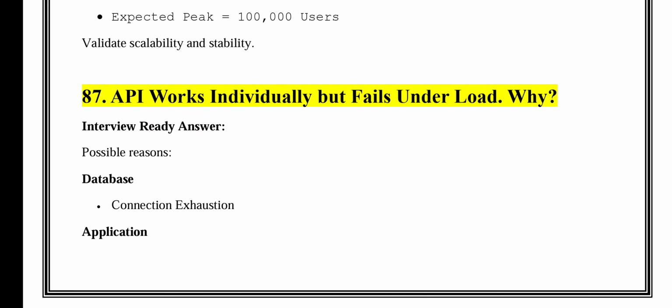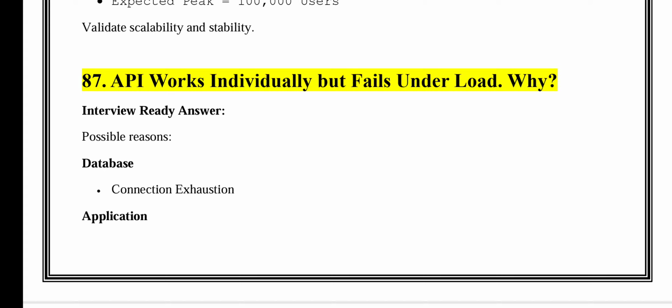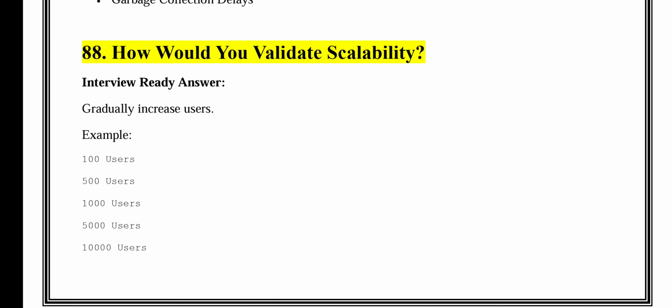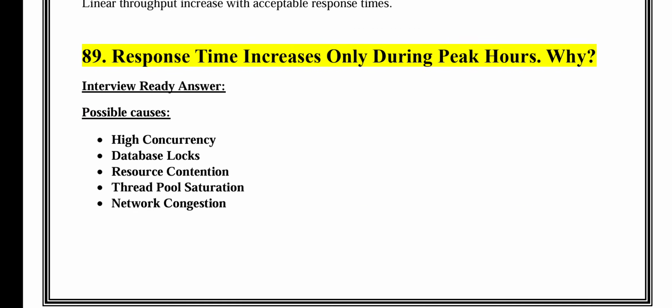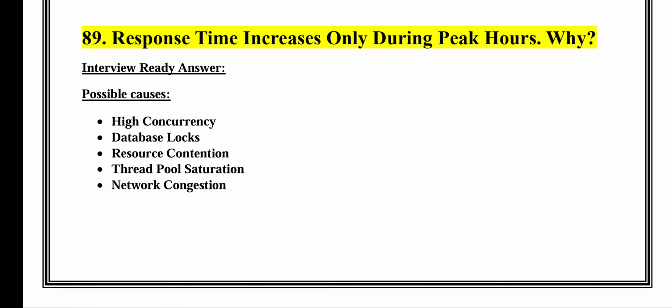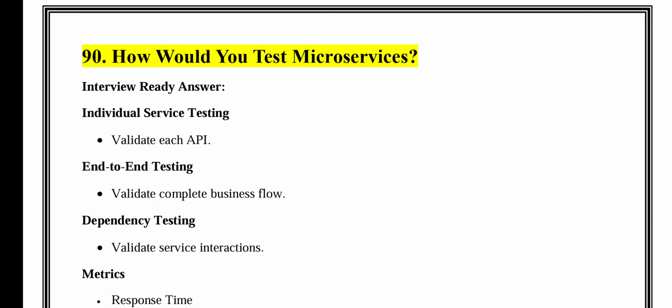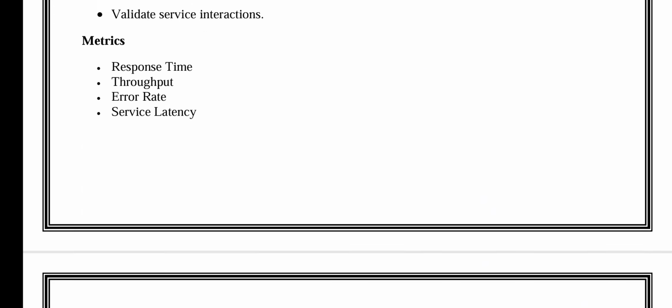API works individually but fails under the load. Why? How would you validate scalability? Response time increases only during peak hours. Why? How would you test microservices?